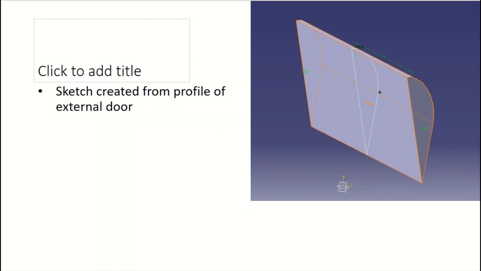So this is going to be the other part of the door, which both of them combined together will be the whole door itself. This internal part is completed by sketching the profile with respect to the profile of the external door itself, so that the curves match up, and then afterwards padding the length of the door itself.